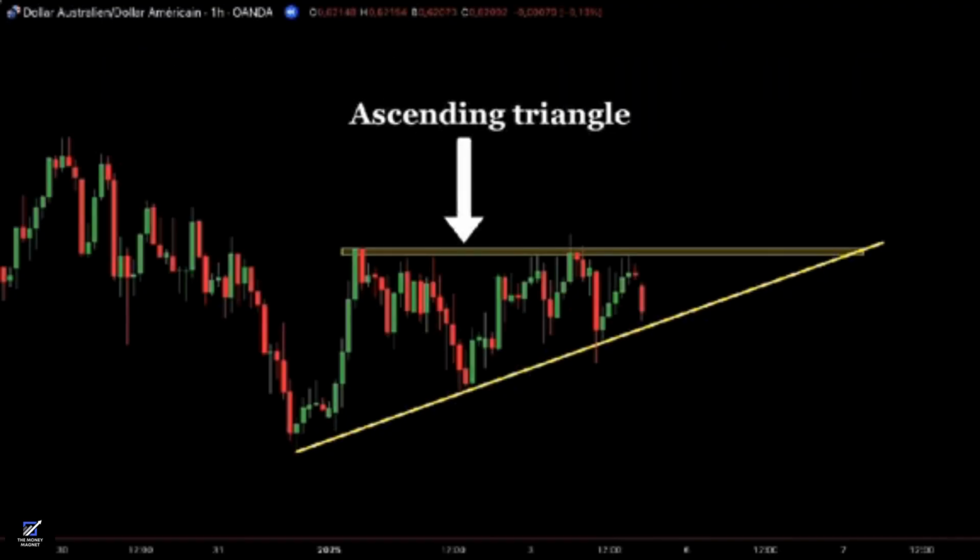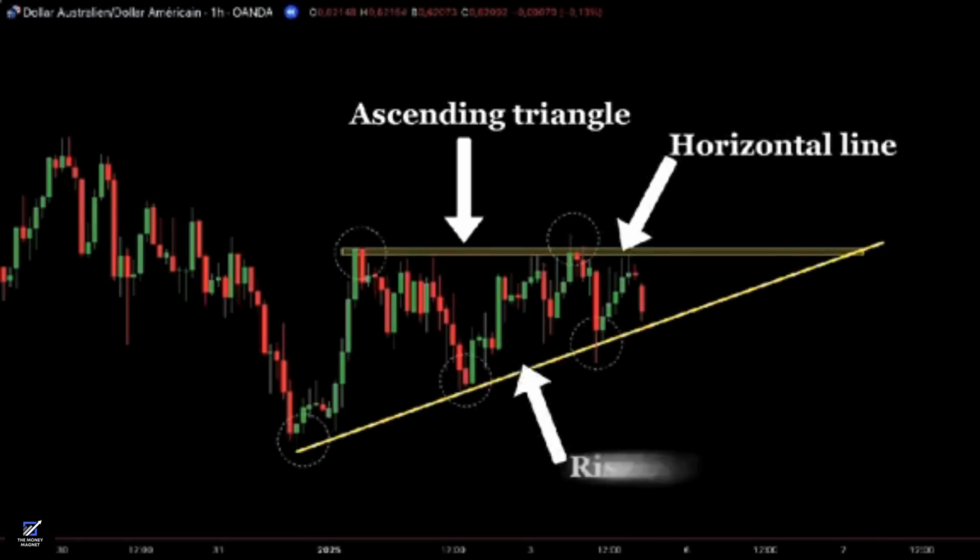An ascending triangle is a chart pattern used in technical analysis. It is created by price moves that allow for a horizontal line to be drawn along the swing highs and a rising trend line to be drawn along the swing lows. The two lines form a triangle.